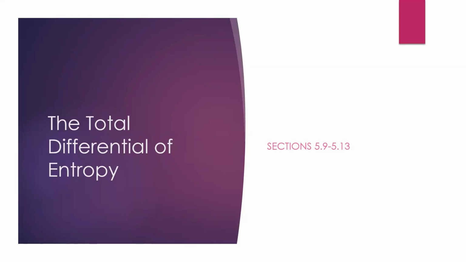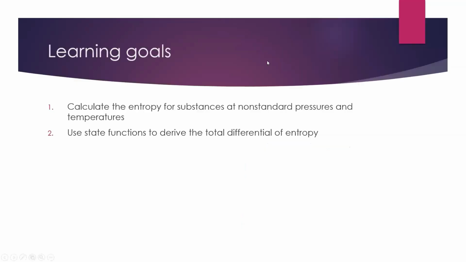Welcome back, students. In this last lecture on entropy, we're going to go over a few remaining topics that we didn't have time to discuss in the first two lectures that we had on entropy. So our goals for today are going to be to calculate the entropy for substances at non-standard pressures and temperatures. We'll see how to calculate the entropy for a chemical reaction. We're already pretty familiar with this. And then we're going to use state functions to derive the total differential of entropy, like we've done for internal energy and enthalpy. This lecture is going to be entirely on the board, so let's get to it.